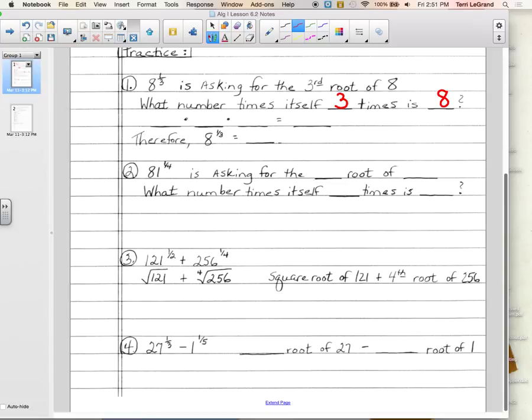So here's how we're going to show our work. We're going to say, I've got to find something that multiplied by itself 3 times is going to result in 8. And you said it was 2. So 2 times 2, times 2 again, right? So 2 times 2 times 2 is 8. So we're going to say that 8 to the 1/3 power is 2.